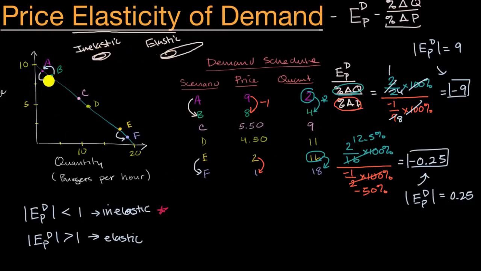So when we're going from A to B, the absolute value of our price elasticity of demand is definitely larger than 1. So economists would consider this to be an elastic situation. While when we go from point E to point F, our price elasticity of demand, or the absolute value of it, is definitely less than 1. So this is going to be an inelastic situation.